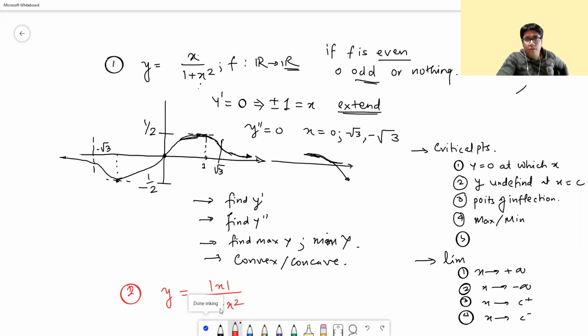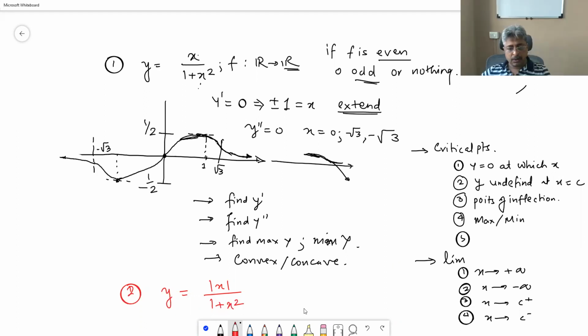Sir, critical points can also be like discontinuity and undifferentiability points, right? Yes. Okay. Discontinuous and not differentiable. Good. Sketch this mod x upon 1 plus x square and show it to me.